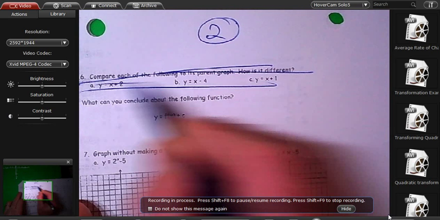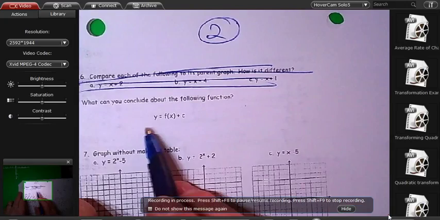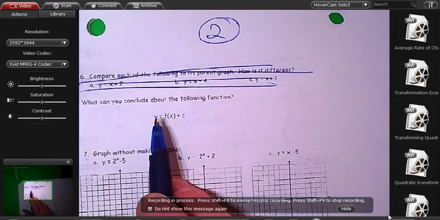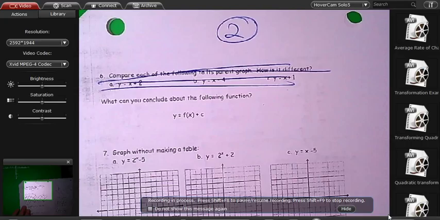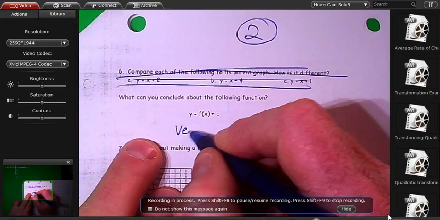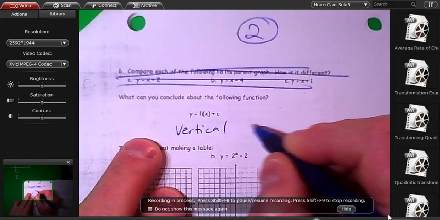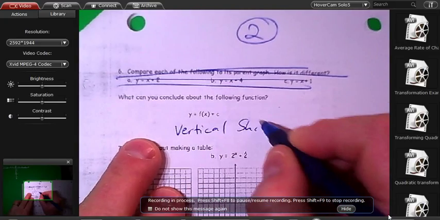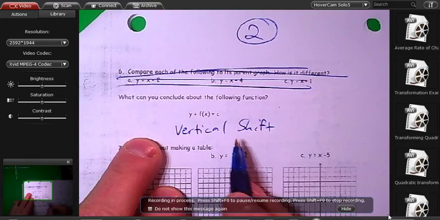What can you conclude about the following function, y equals f of x plus c? It's a vertical shift. How do we know? Look over on the wall. That's the formula for vertical shift, yes.